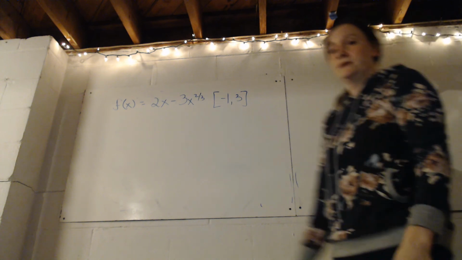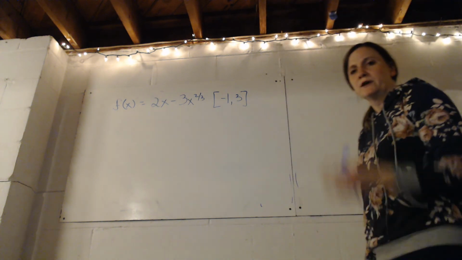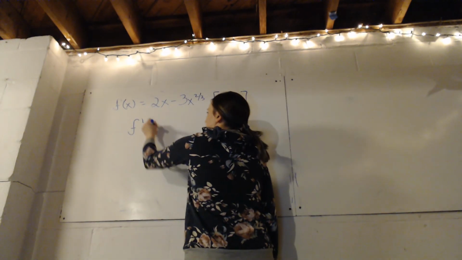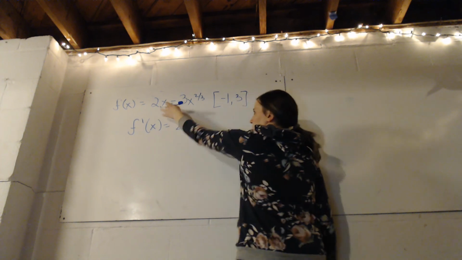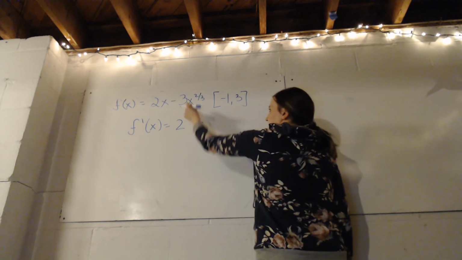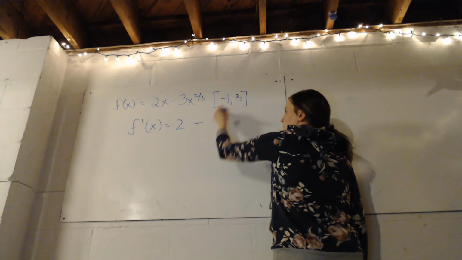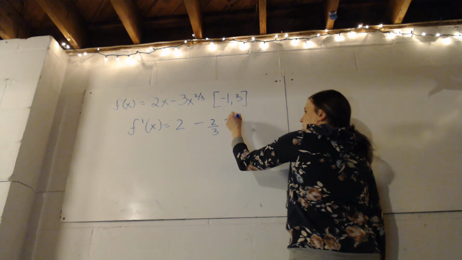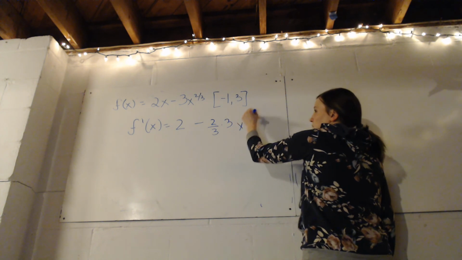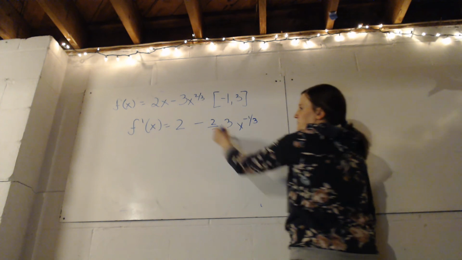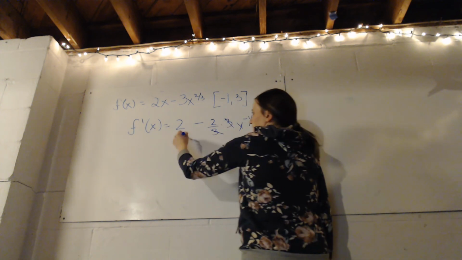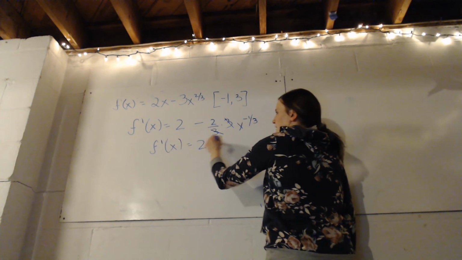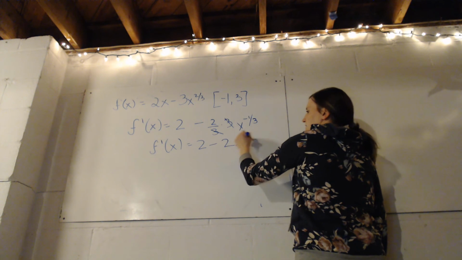is to take the derivative of that function because we are after those critical points. So the derivative of the function is equal to 2, since the derivative of 2x is 2, minus the derivative of 3x to the 2/3 power. When we take that derivative, that's 2/3 times 3 times x to the -1/3 power. And that cleans up a little bit, right? So the derivative is equal to 2 minus 2 times x to the -1/3 power.